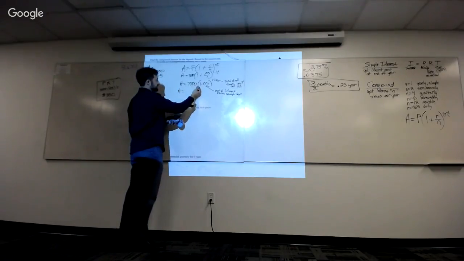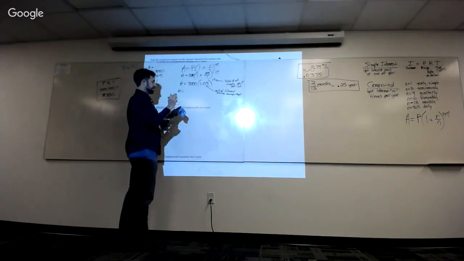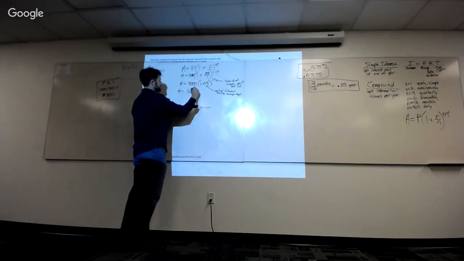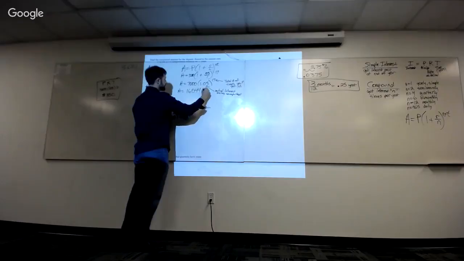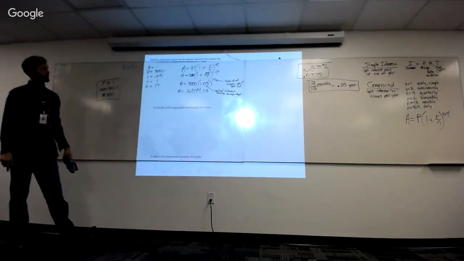You do 7,000 times 1.05 to the 17. And you get the answer of 16,044.13. Round to the nearest cent. Now we're rounding to 2 decimals.